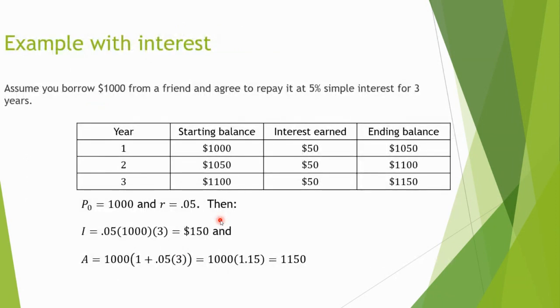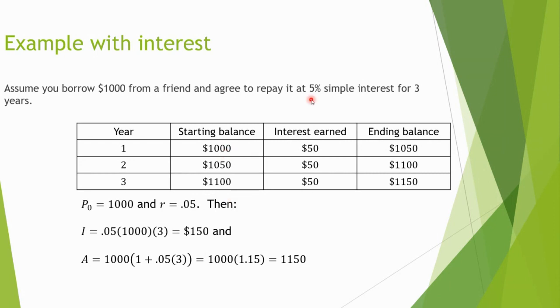Here's our first example. Let's say you borrow $1,000 from a friend. And, in writing or just in words through a handshake, I don't know, you agree to repay it at 5% simple interest for 3 years. We could use those formulas, but I want to go through the calculations to show you what's really going on. So in year 1, your principal is $1,000. That's how much you're borrowing initially.